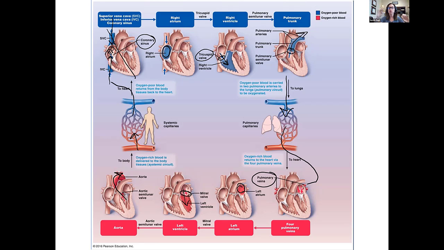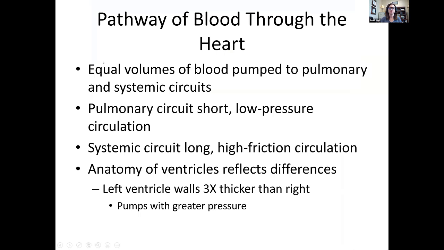Now that we've gone through all of the anatomy, we can add that into the pulmonary and the systemic circuits. One thing I do want to mention about the pathway of blood flow through the heart is that equal volumes of blood are pumped to the pulmonary and the systemic circuits. The other thing I want to say is that the pulmonary circuit going out to the lungs is a short circuit, meaning that the heart doesn't have to pump the blood very far because the lungs sit right next to the heart on either side.